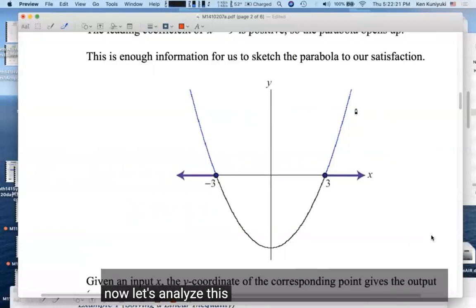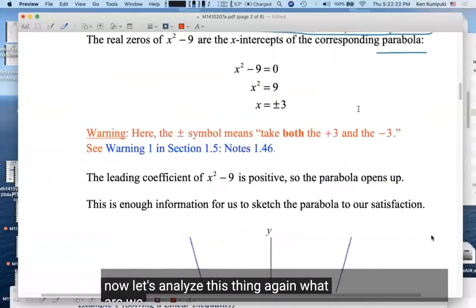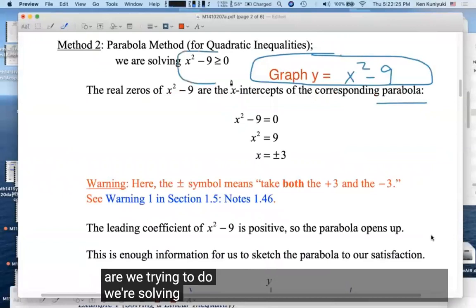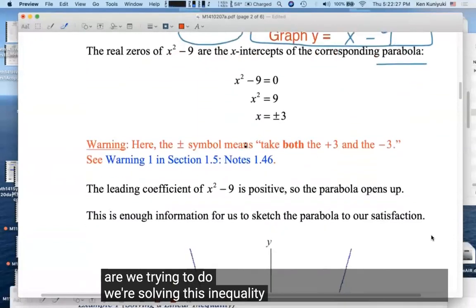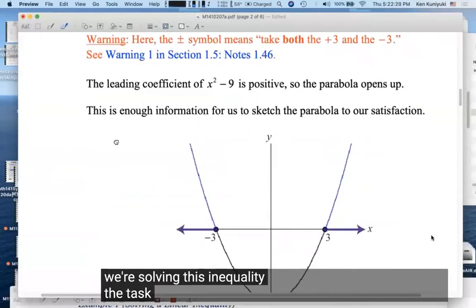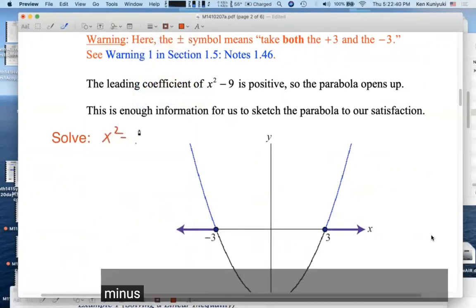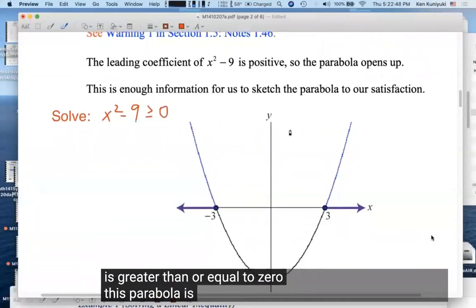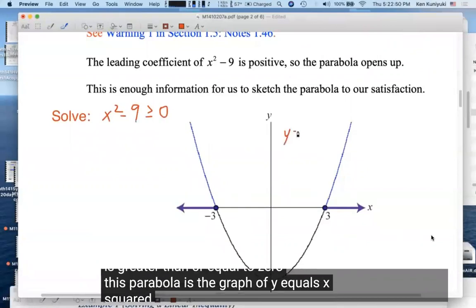Now let's analyze this thing. Again, what are we trying to do? We're solving this inequality. The task is to solve x squared minus 9 is greater than or equal to 0. This parabola is the graph of y equals x squared minus 9.